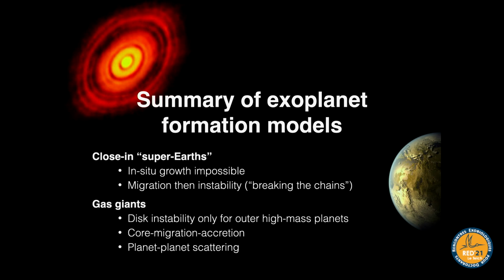So this gets to the summary of the exoplanet formation models. For close-in super-Earths, in situ growth is not possible, but migration seems to be unavoidable, and this general idea that migration into resonant chains followed by a phase of instability that leads to collisions, that we sometimes call breaking the chains, can work really nicely to match the period ratio distribution. And some uncertainties come from, for example, where do the first planetesimals form?